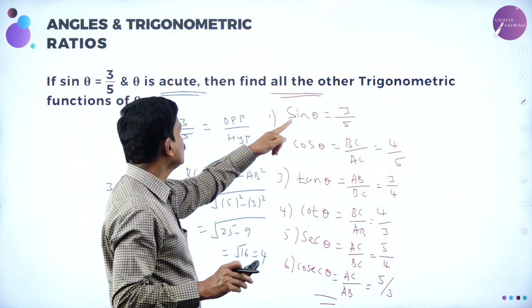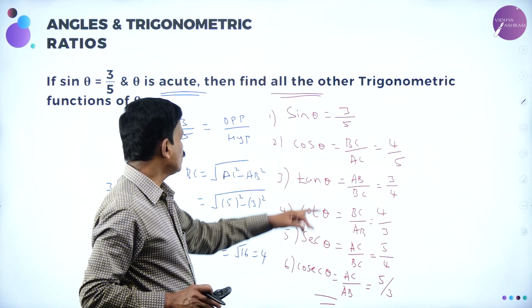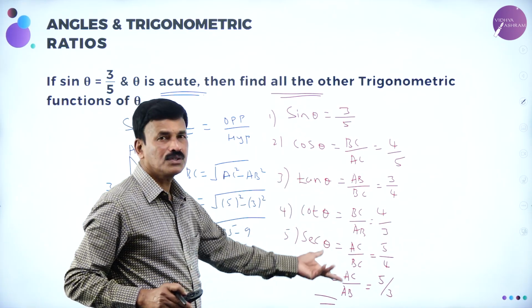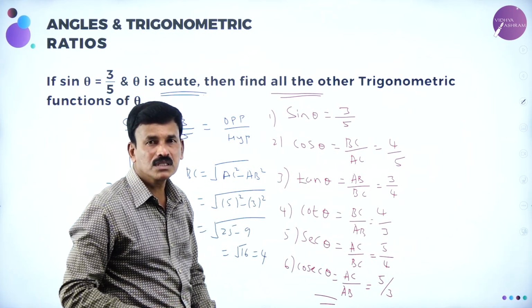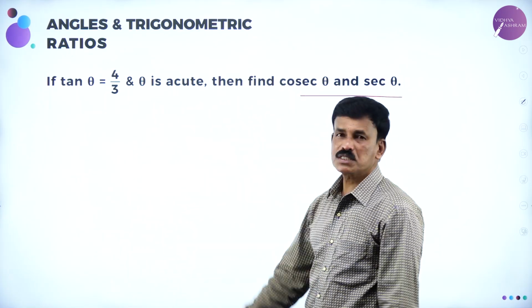Sin theta is 3 by 5, cosecant theta is 5 by 3. Cos theta is 4 by 5, secant theta is 5 by 4. Tan theta is 3 by 4, cot theta is 4 by 3. So these are the remaining 6 trigonometrical ratios. Hope you followed. Very important. Now move on to the next problem.